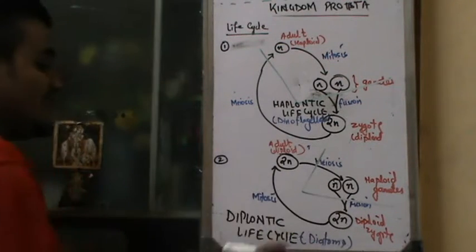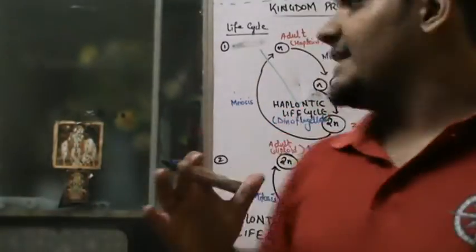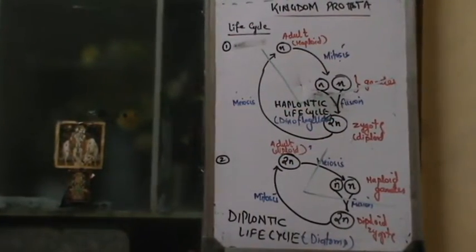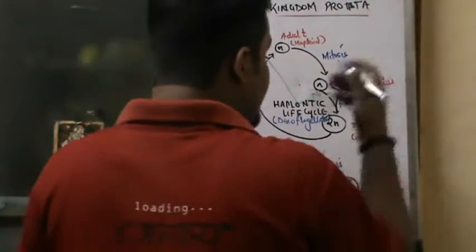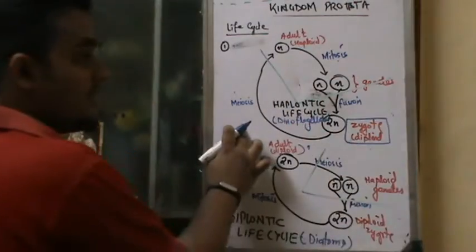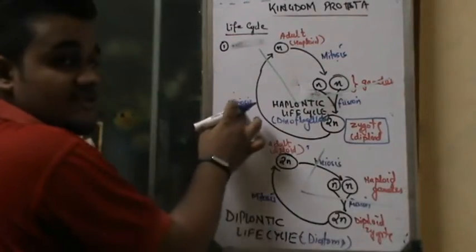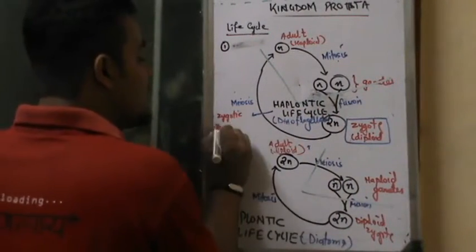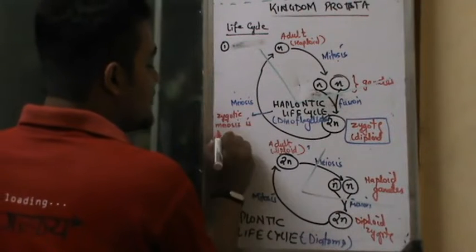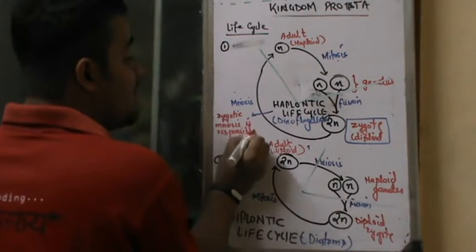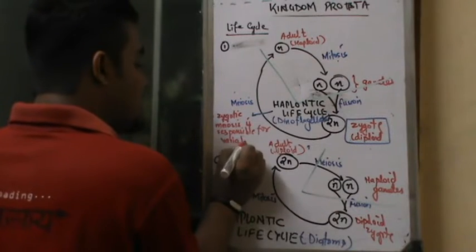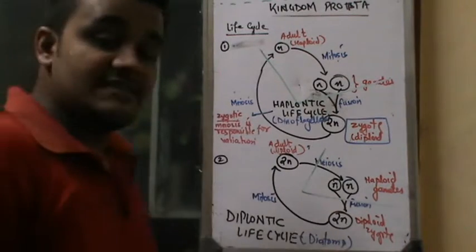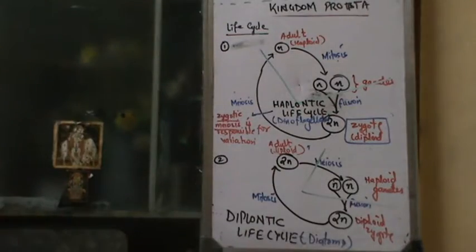NCERT line, NCERT exemplar, you have to remember this. This life cycle concept is very important, okay? Always remember, in the haplontic life cycle, the zygote undergoes meiosis, and it is responsible for variation. In the haplontic life cycle, zygotic meiosis is a very, very important term. Zygotic meiosis is responsible for variation. This is an NCERT example question.